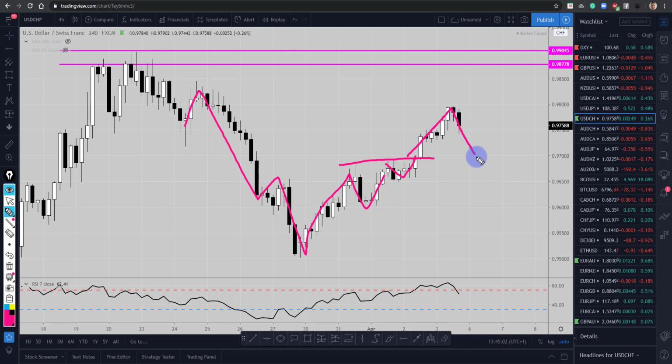So if we start getting a pullback into sort of that 9,700, these sorts of highs, I'll be interested in taking a look at a long position in there, and then head towards these key highs back up here. Okay, so again, very similar, just looking to buy that US dollar on these major currency pairs.